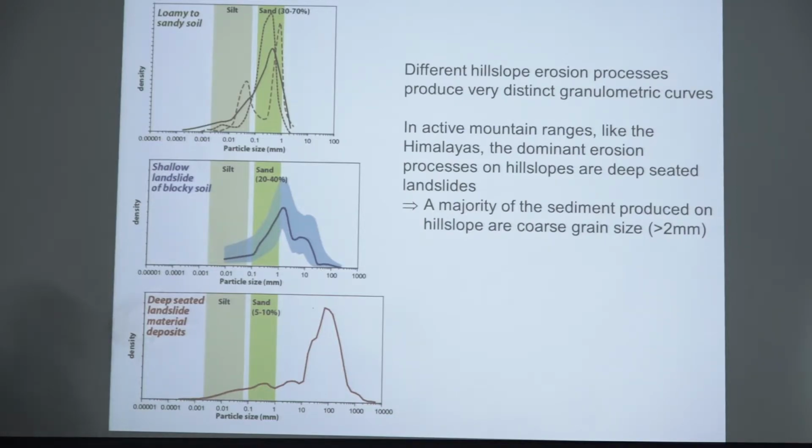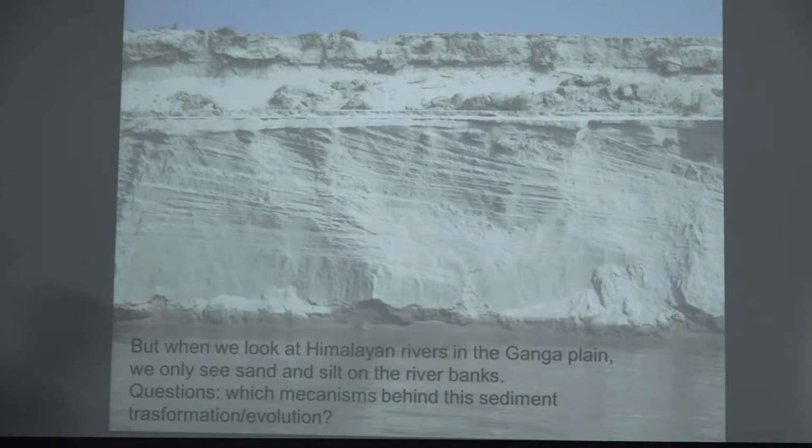So you see that already on the hill slope, you have any kind of grain size that you can put in your system. But, for example, in the Himalaya, if we consider that 90% of the erosion is coming from the deep-seated landslides, then we would expect a lot of large clasts, in particular a lot of material larger than 1 centimeter. Obviously, when you look at the Ganga plain, what do you see? Sand. So the question is, how do we get sand in the plain, and only sand, and what happened to the coarse material?